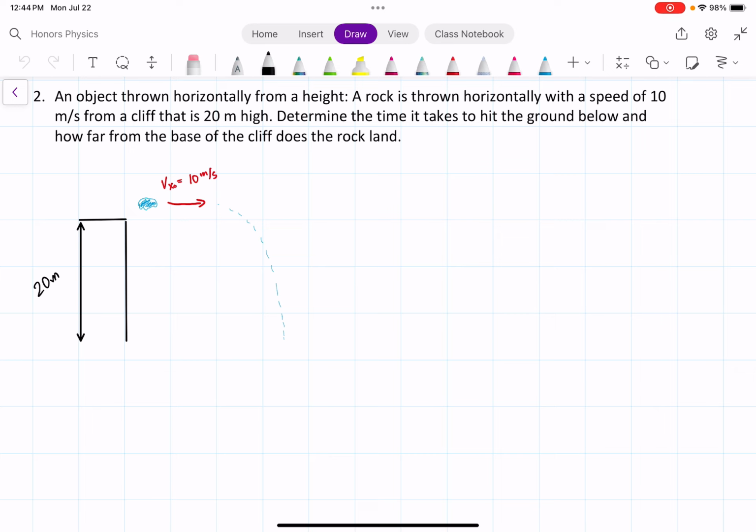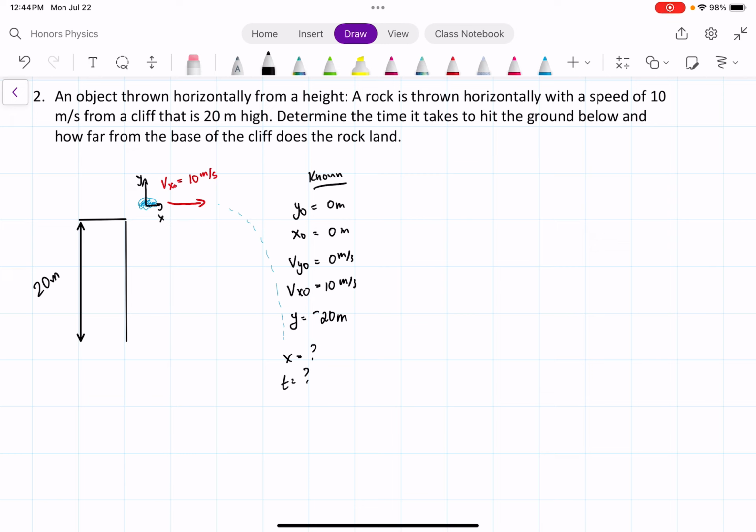So we're first going to set a reference frame right at the rock, and then we're going to write our knowns and what we're trying to find. We know the initial height is 0 meters, our initial x position is 0 meters, our initial velocity in the y is 0 meters per second, and our initial velocity in the x is 10 meters per second. We know our final y is negative 20 meters, and we are trying to find x and time.